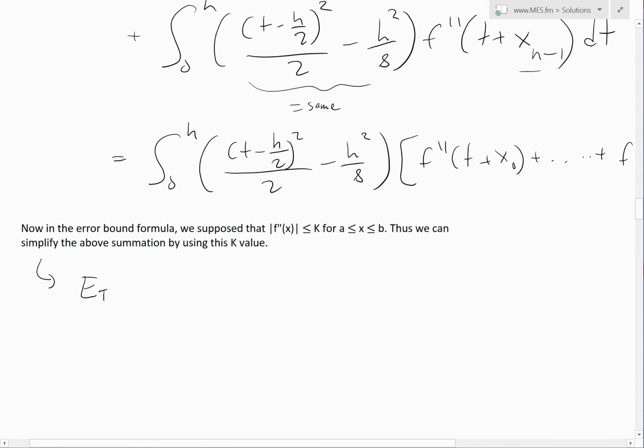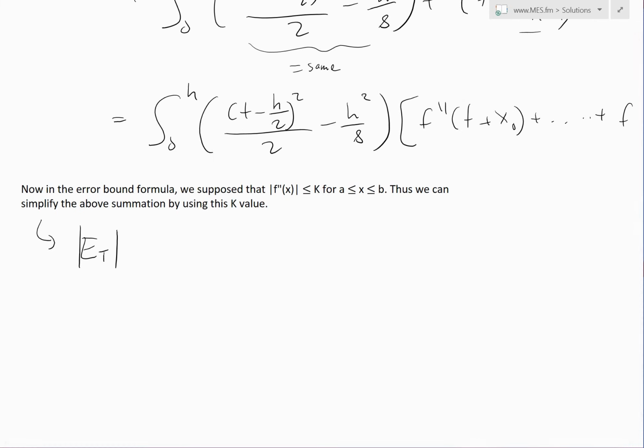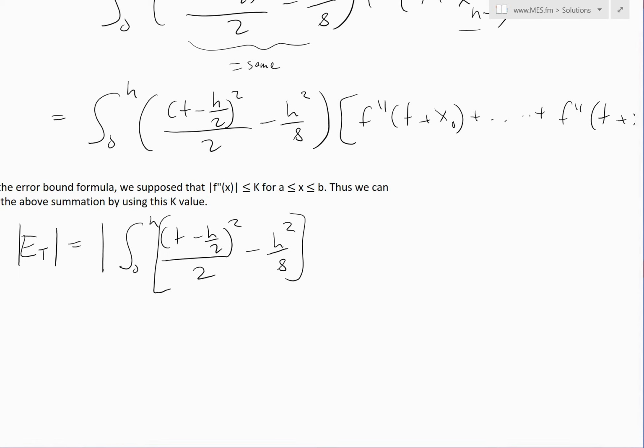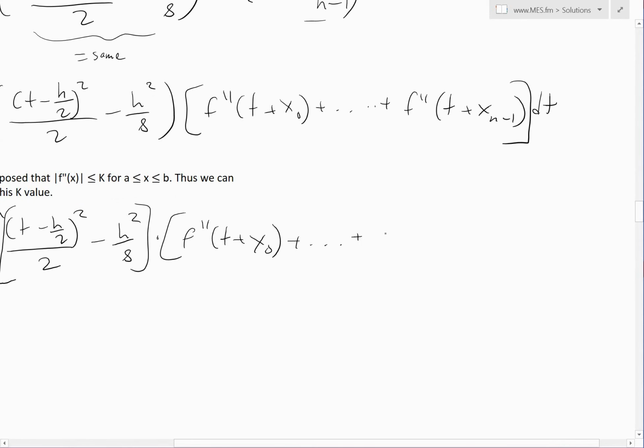First thing we'll do is look at the absolute value of this whole thing. So this equals the absolute value of the integral from 0 to h of, now we write this all out, (t minus h over 2) squared over 2 minus h squared over 8. So put this in a bracket like that, and then this is multiplied by this whole thing here. So this is just a tedious proof video. Then multiply like this, f double prime of t plus x n minus 1, and then this is dt like that.